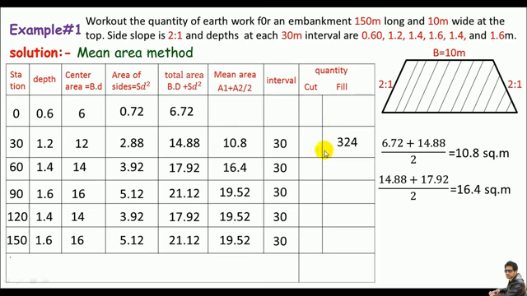And 16.4 times 30, we can get 492. 19.52 times 30, we can get 585.6 cubic meter is filling. And 19.52 times 30 again. And these three are of course the same. So I'll just plug the values, right?